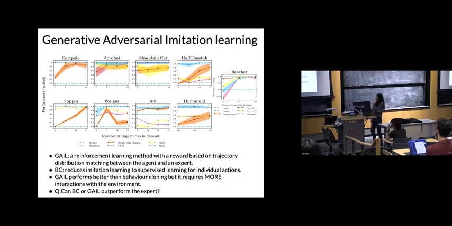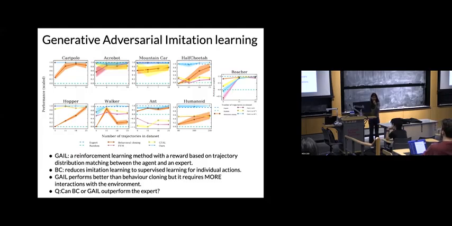GAIL requires way more interactions with the environment, okay? Behavioral cloning, potentially with the DAgger extensions that we discussed for the augmentation, requires much less interaction with the environment, which we care a lot about minimizing. And the last question, you've already answered it, guys: neither BC nor GAIL can outperform the expert.